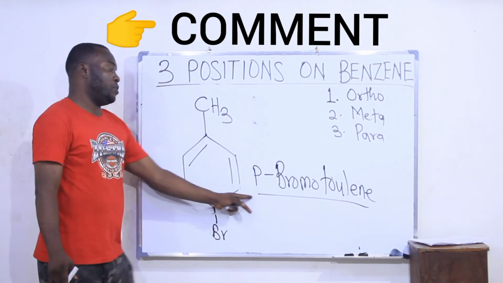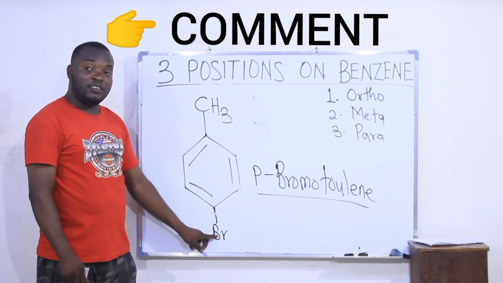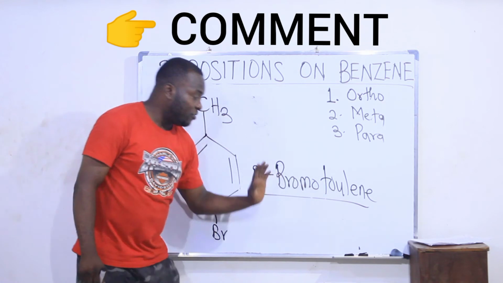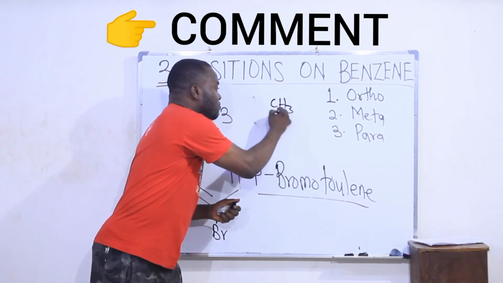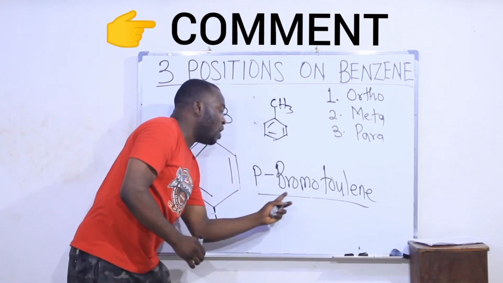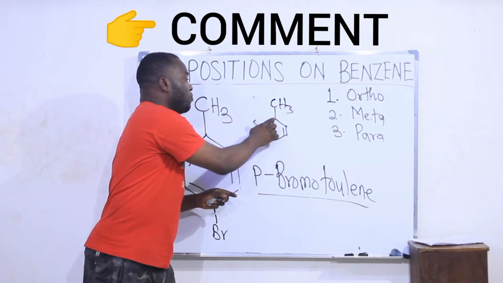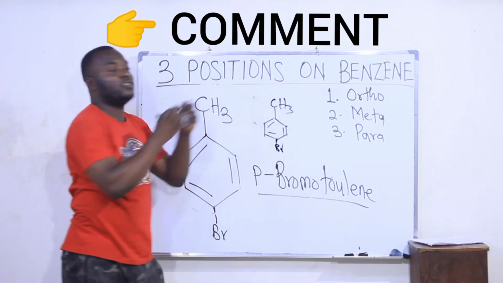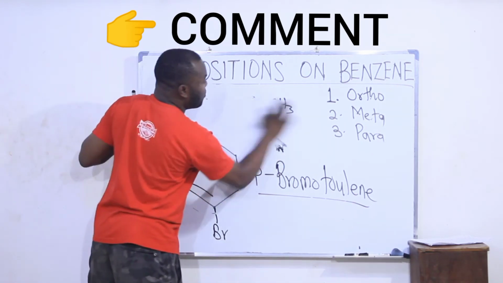Why do we call it P-bromo-toluene? It's because bromine is attached to the para position of toluene. This simply means that you have a toluene which is CH3 and benzene. This is your toluene. Then you have a bromine attached to the para position of this. So you check from here, count 1, 2, 3. 1, 2, 3. This para position, you attach your bromine. That's the meaning. Now let's take another example.